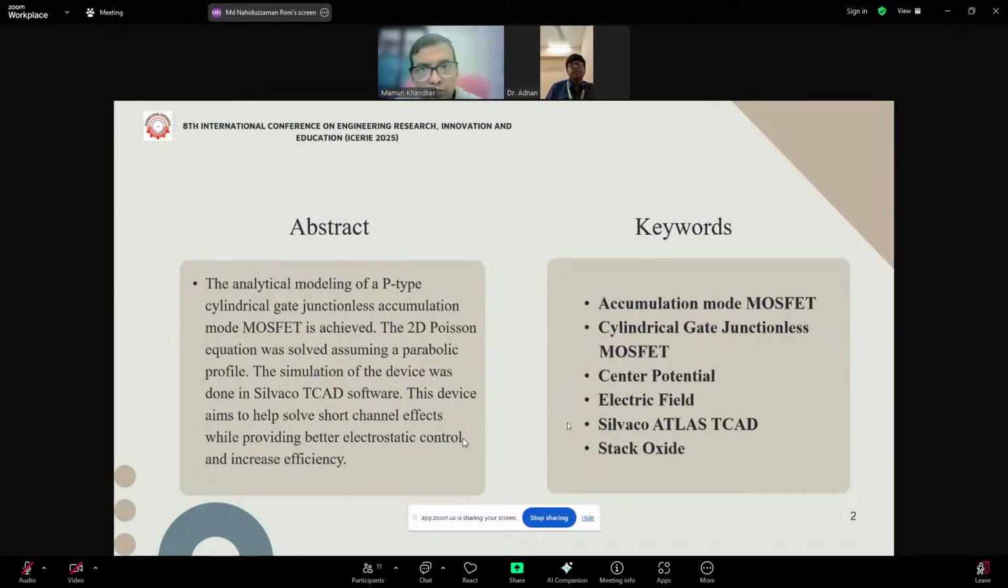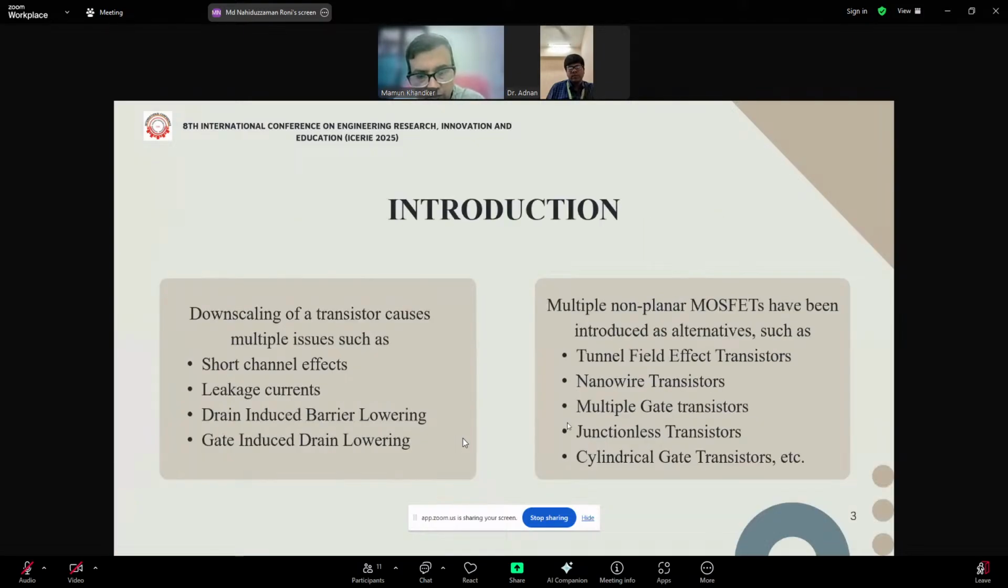For this device, we assume the 2D Poisson equation for solving the analytical model, with a parabolic profile. The device was simulated using Silvaco TCAD software. This device aims to help solve short channel effects and provide better electrostatic control and efficiency.